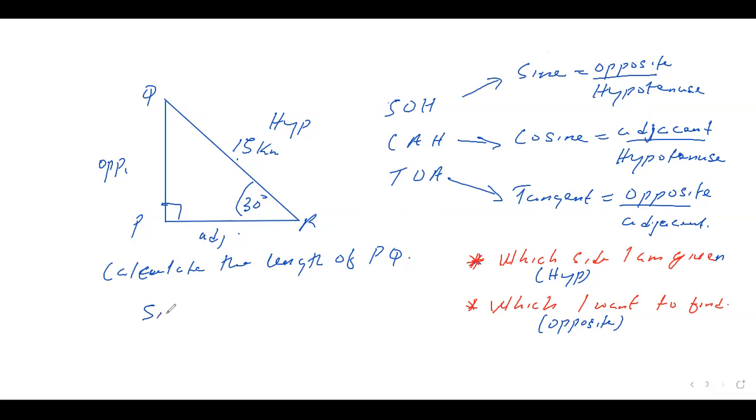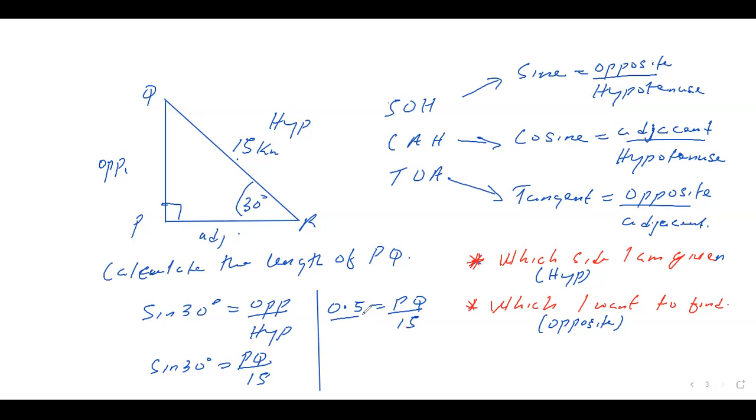So we say sine 30 degrees is equal to opposite over hypotenuse. My opposite is PQ over the hypotenuse, which is 15. The next thing I will do is look for sine 30. What is sine 30? Your calculator has to be in degree mode. Who can tell me what sine 30 is? 0.5. So 0.5 equals PQ over 15.